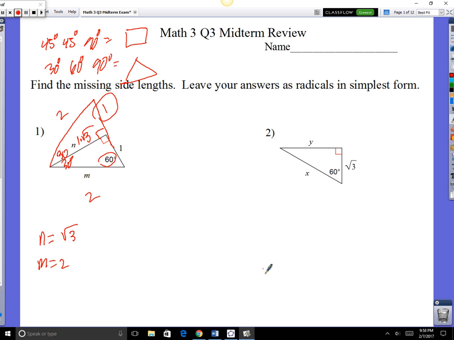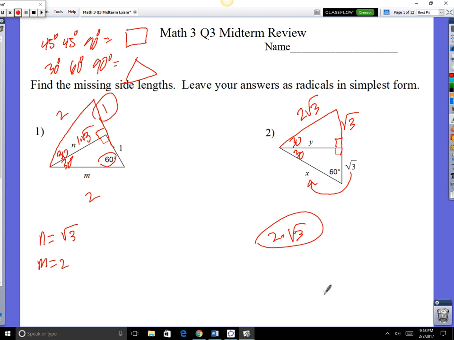M is 2. Then on number 2, there's your 30. So I'm going to flip it over the 30 and the 90. So it looks like that. That's square root of 3. That means this is square root of 3. That means this is just square root of 3 doubled, so you times it by 2, and that is it. You cannot times the 2 to the square root of 3, because it's not really a 3, it's a square root of 3, some long decimal, so you just leave it 2 square roots of 3. So this one is 2 square roots of 3 also.